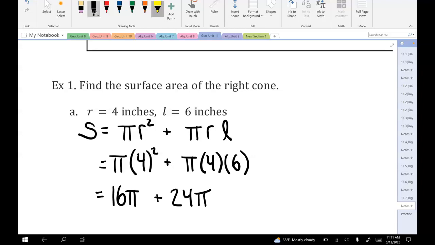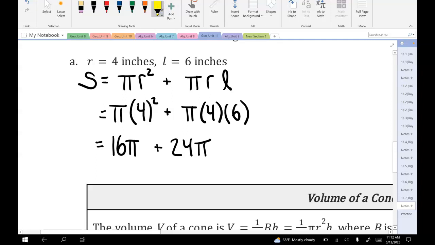And when you're adding numbers that both have a pi on them, you could just add the actual digits, 16 and 24, and keep the pi with it. So just add these two numbers together. 16 plus 24 is 40. So this is equal to 40 pi. This is what we would call our exact answer.